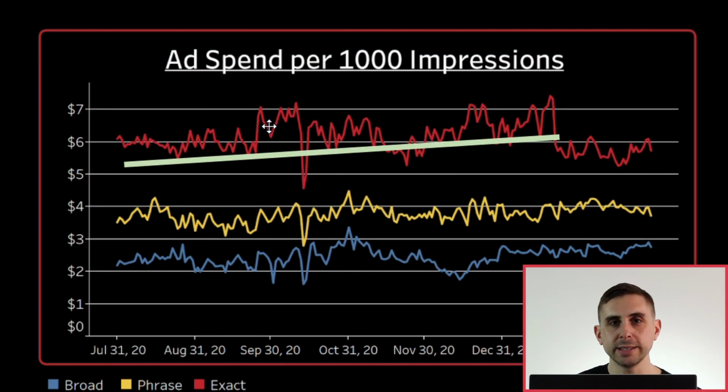Next, we have ad spend per 1,000 impressions broken down by match type. And obviously the exact match is going to be more expensive because we're just targeting that one exact keyword. So it's going to be more expensive to get that 1,000 impressions, followed by phrase match and followed by broad match, which is coming in at just over $2 per 1,000 impressions on Amazon.